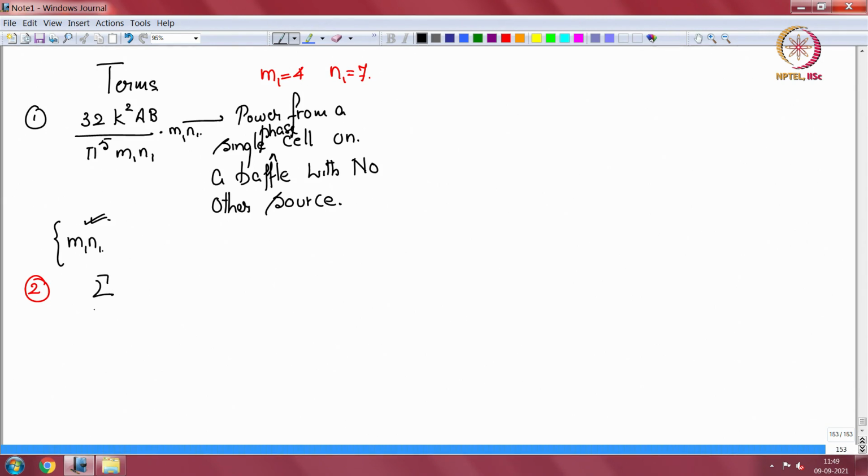summation m goes from 1 to m1 minus 1, so 3. Okay, there is a 2 in front with a minus 1 to the power m into n1, which is 7, into m1 minus m, so 4 minus m. Further, sine mka by mka.